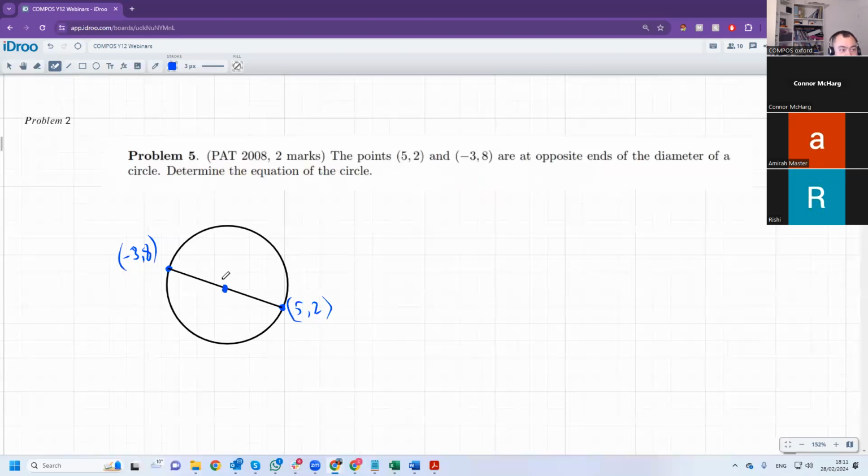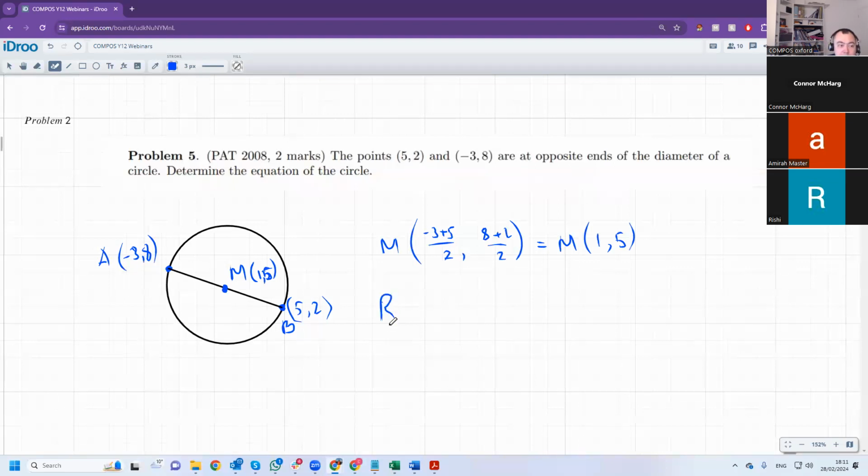Let's give it a name. Let's call this A, this is B, and let's call this M. So M has coordinates, using the midpoint formula, (-3 plus 5) over 2, (8 plus 2) over 2. So M has coordinates (1, 5). How would we find the radius of the circle?